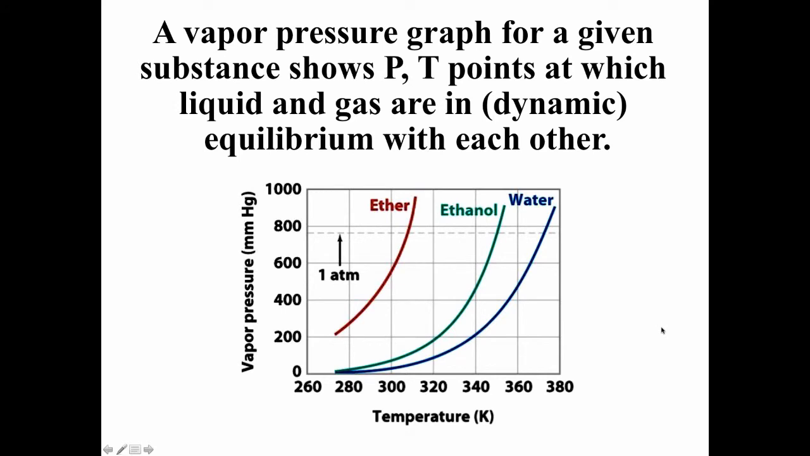Okay, so a vapor pressure graph for a given substance is going to show pressure and temperature points at which the liquid and gas are in dynamic equilibrium with each other. So here it is for water, here's one for ethanol, there's one for ether, as we saw in a previous screencast.